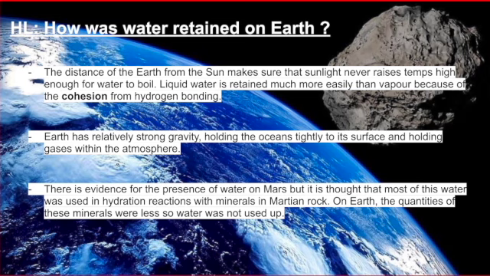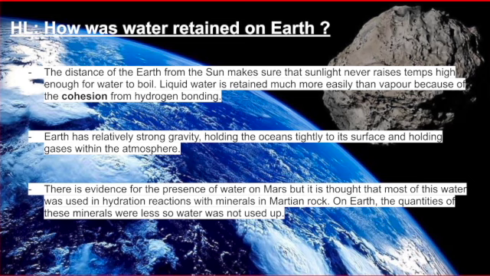Earth also has a relatively strong gravity compared to other planets. So that's kind of what keeps water in place. It holds the oceans tightly to its surface, holding gases within the atmosphere. So that's also a really crucial point. That's why water doesn't just float away, it's because of gravity.